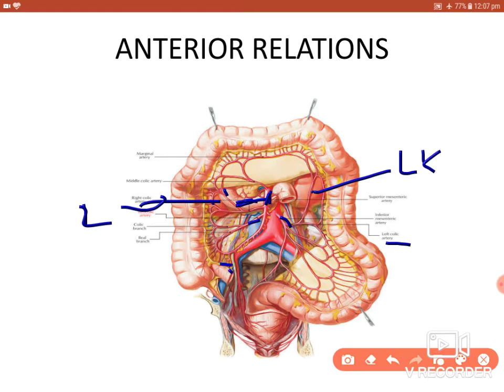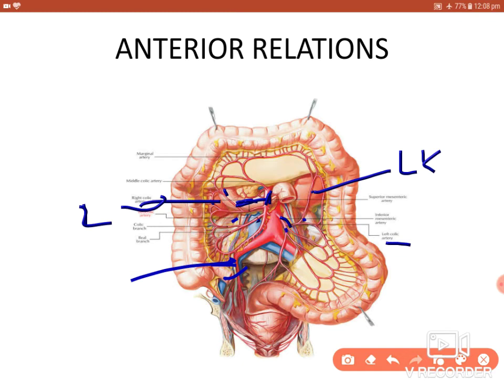Then lower down there is the terminal part. This is the ureter. You can see this structure, this is the ureter. It is crossed by the terminal part of the ileum on the right side. Then on the left side, these are the colic branches of the inferior mesenteric artery.